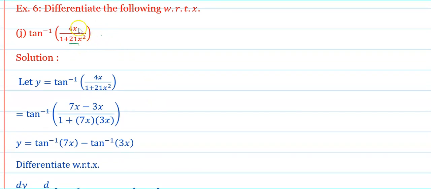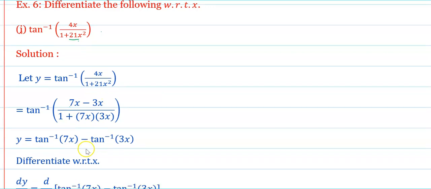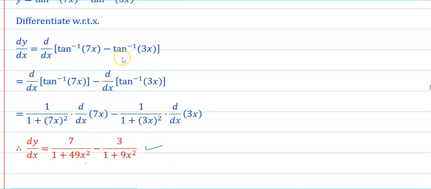Product is 21, difference is 7, difference is 4. The terms are 7x and 3x. Apply the formula. Differentiate the formula of tan inverse of theta: 1 upon 1 plus x square, or tan inverse of f of x is 1 upon 1 plus f of x bracket square into d/dx of f of x.